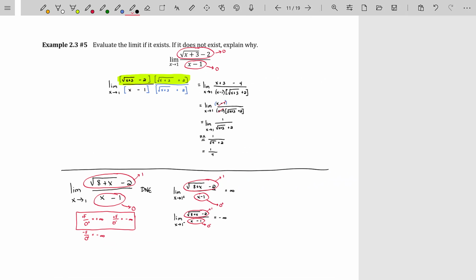Just note that you're going to do things like clean up compound rational expressions. You're going to multiply by conjugates. You're going to do a lot of factoring. All of that is prerequisite for this course, so you should be okay doing that.